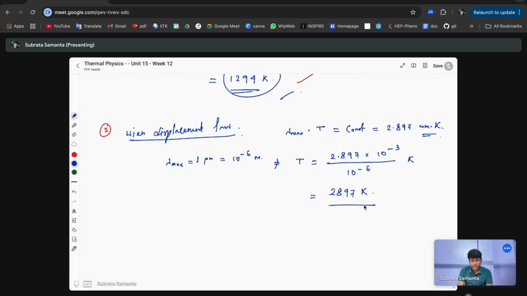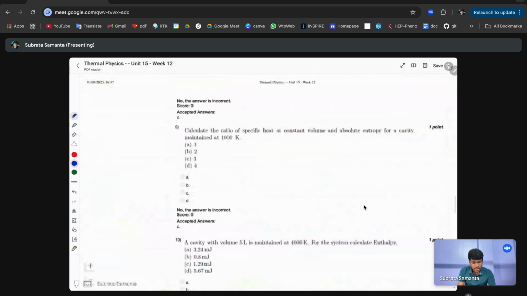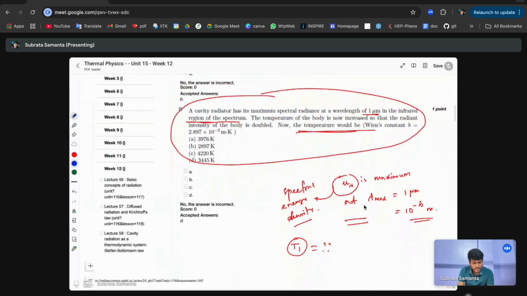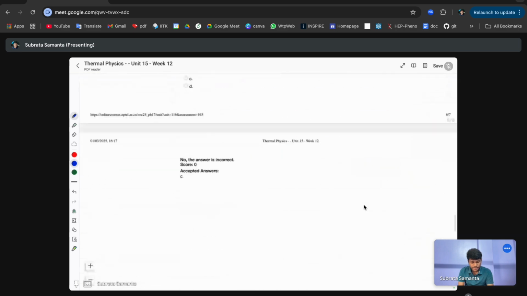Once you know T, the first part is done. Now the second part: the temperature of the body is increased so that the radiant intensity of the body is doubled. Radiant intensity doubled means the power doubled, and we know how intensity is related to temperature. It is proportional to T to the power 4. Let's say the radiant intensity is I.